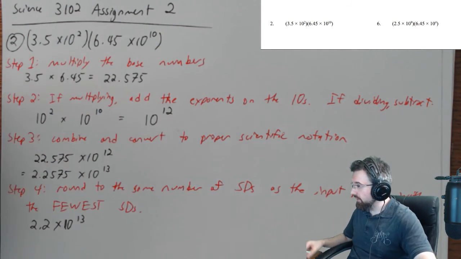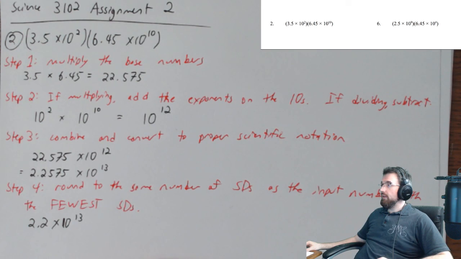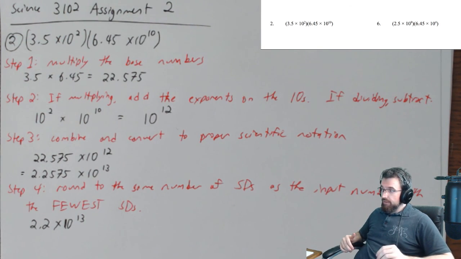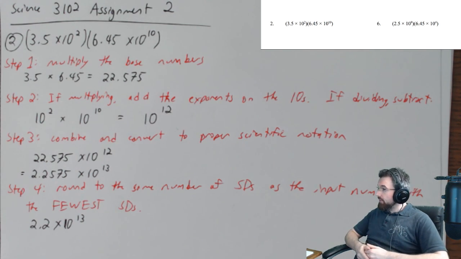Okay? So hopefully it's a bit clearer now why we use significant digits and what they represent. They represent the degree of precision of our measuring tools, and that's basically how we handle significant digits and how they interact with scientific notation.